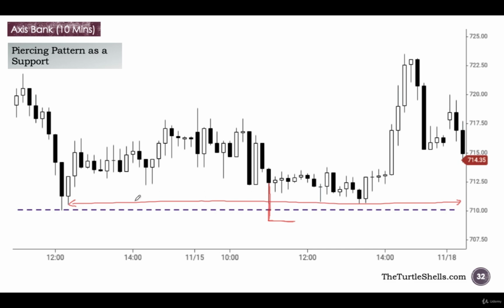That is one thing. And the closing has not happened below the low of the piercing pattern. So that proves that the piercing pattern's bottom, the lowest low of the pattern, becomes a very strong support, which is a property we can use when we keep our stop loss. Okay?